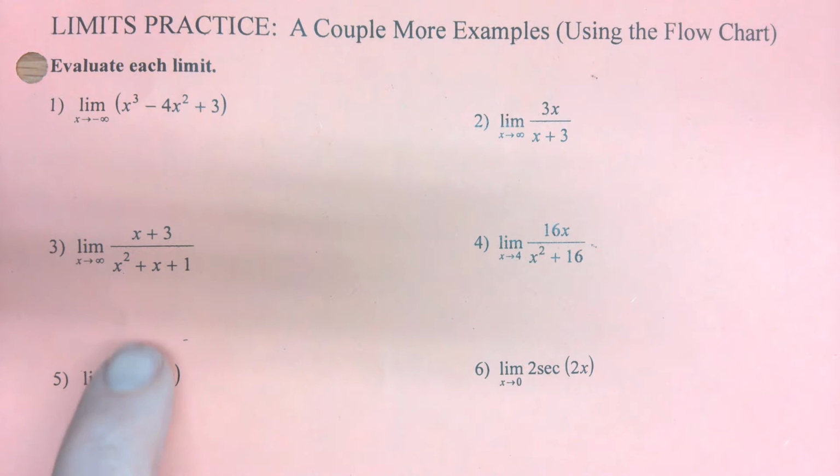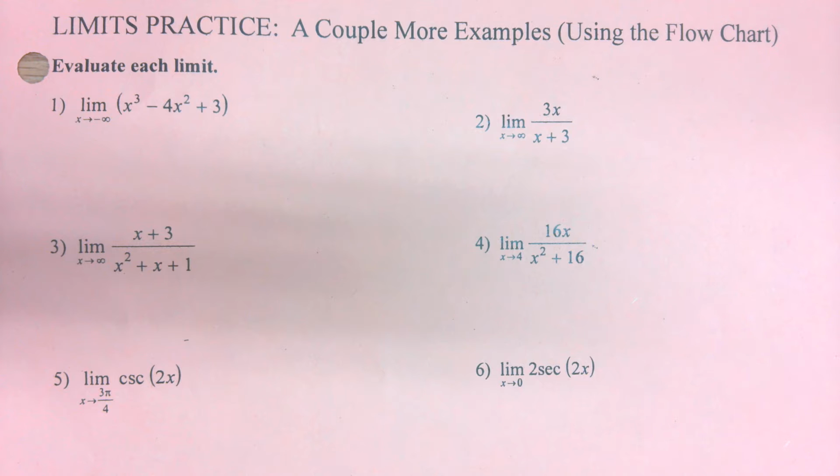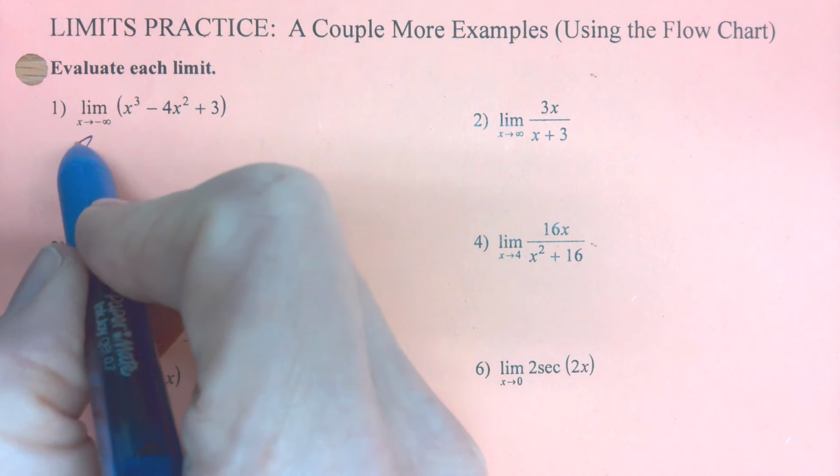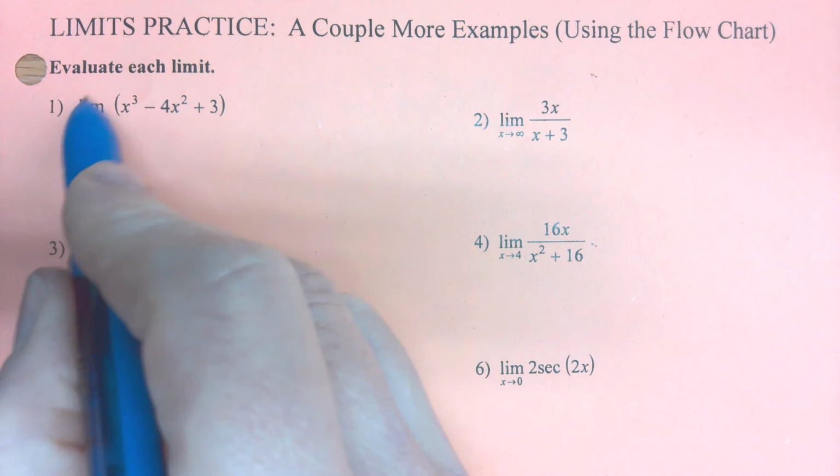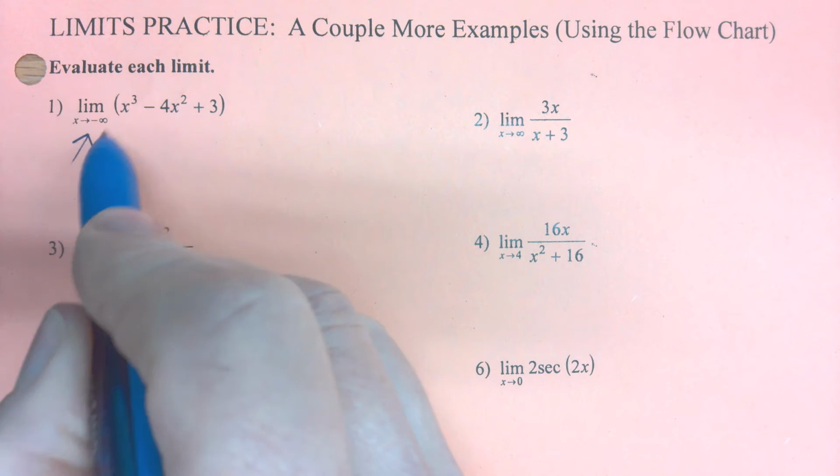So looking at your flow chart, that's the last page of your notes again. When you look at your flow chart, you should go through that process. Again, the very first thing you want to ask yourself is, is this limit approaching one of the infinities? This is yes, approaching one of the infinities.